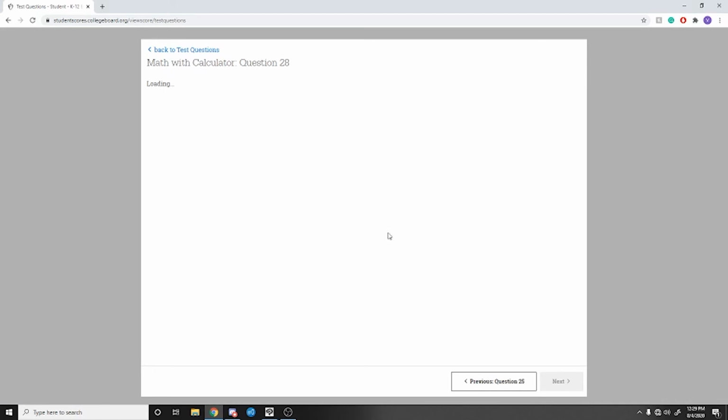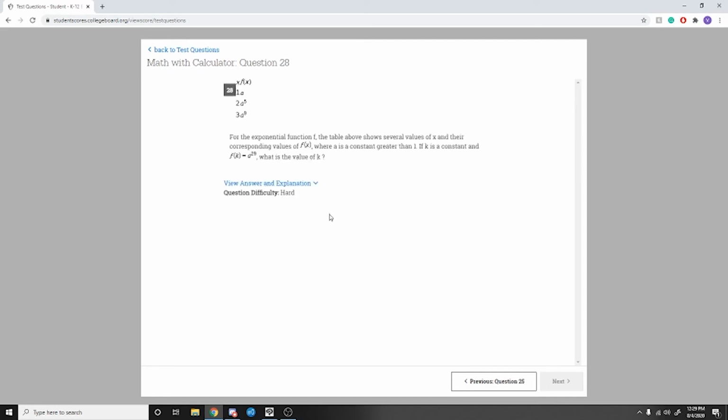It's taking forever to load. Okay, there we go. For the exponential function f, the table above shows several values of x and the corresponding values of f of x, where a is a constant greater than 1. If k is a constant, f of k equals a to the 29th, what is the value of k?